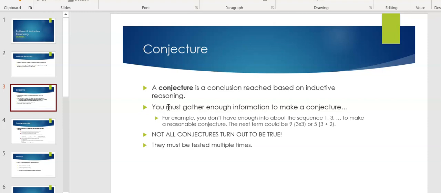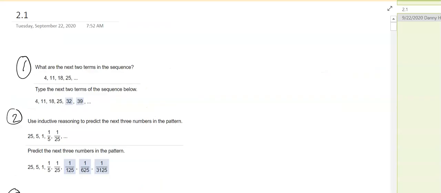For an example, when playing baseball, you might observe that the pitcher is always throwing a fastball on his first pitch. So your conjecture might be, all right, I'm going to sit dead red on that fastball. So let's look at some examples.